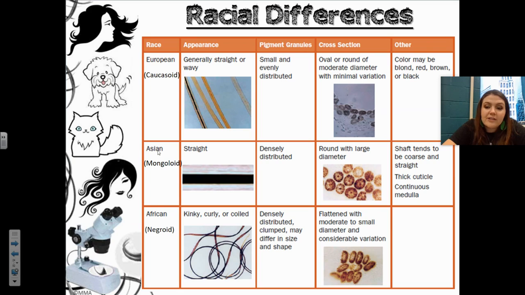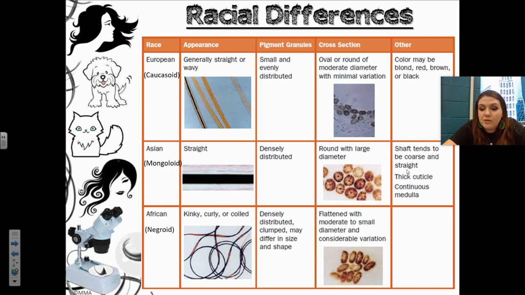Then Mongoloid, now that's not just Asian. Native Americans also fall into this category. Generally, their hair is very straight. So their hair is generally very round in the cross section because it's so straight. They also generally have very densely distributed pigment granules, meaning that when you look at their hair, you may not be able to see much inside of it because of how densely packed their pigment granules are. There's just so much pigment in there, it almost looks like it's one solid color.